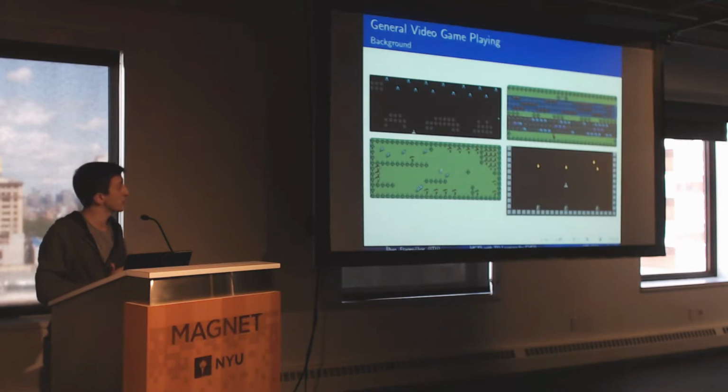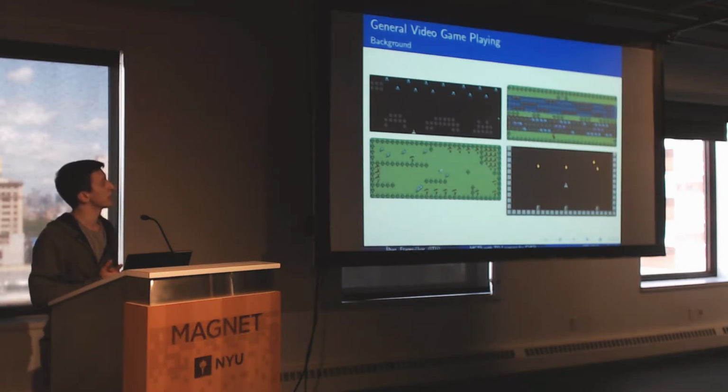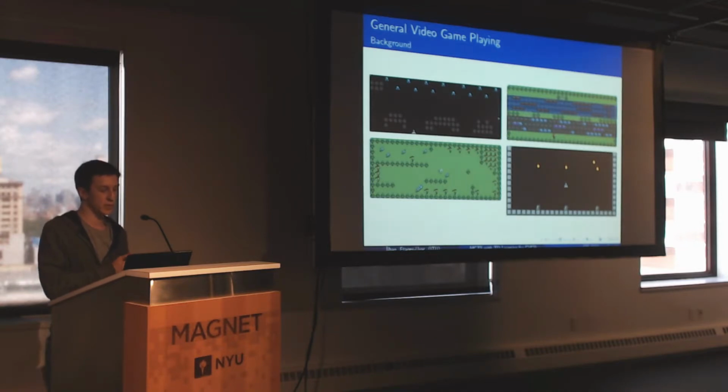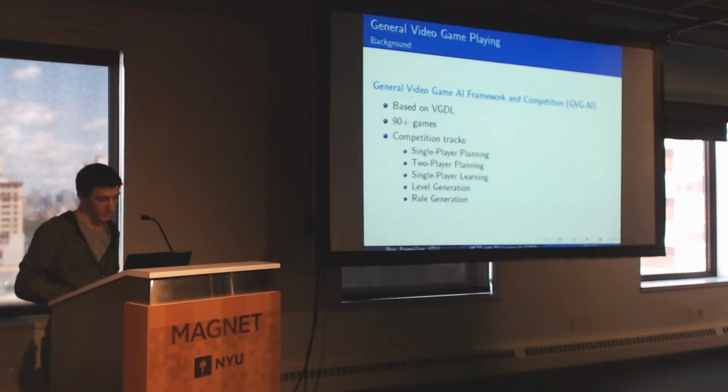Okay, so some background information. As you know, general video game playing is a problem where you're trying to design an agent that can play multiple different games without being programmed for one particular game. And most recently, there was a framework developed for this problem. It's the General Video Game AI framework, and it also has a competition. It's based on the Video Game Description Language, and at the time we made this paper, there were more than 90 games in it. And right now it has 5 competition tracks.